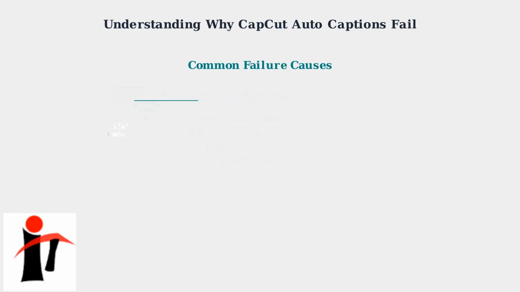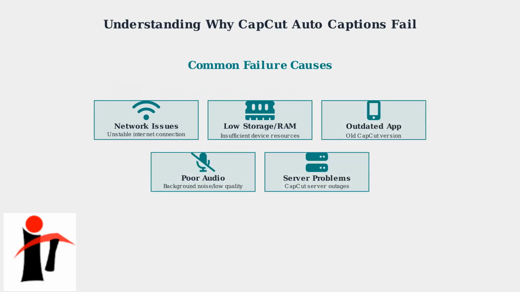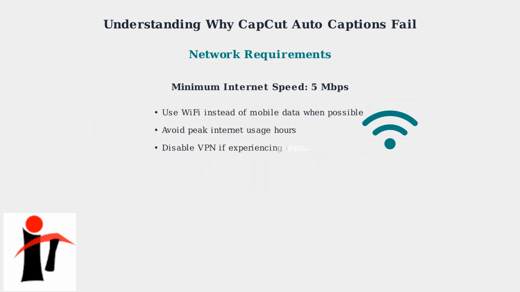The 5 most common causes of caption failures are network connectivity issues, insufficient device storage or RAM, outdated app versions, poor audio quality, and server-side outages. Each of these can disrupt the AI processing pipeline. Since CapCut processes captions in the cloud, a stable internet connection with at least 5 megabits per second is crucial. Wi-Fi connections are generally more reliable than mobile data for this purpose.